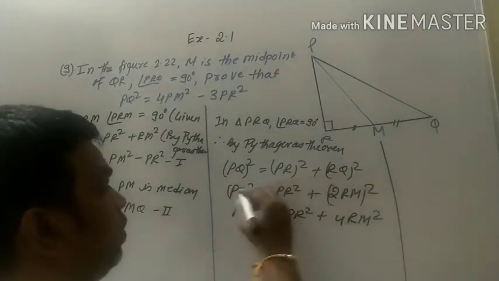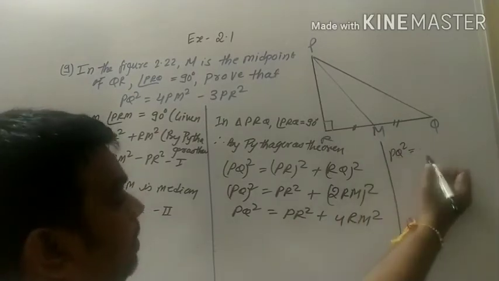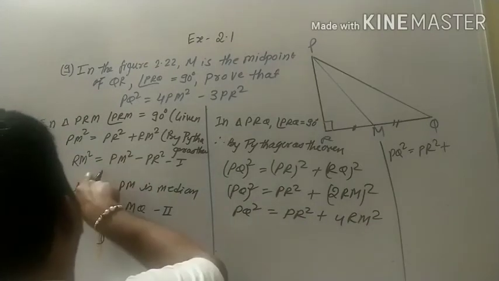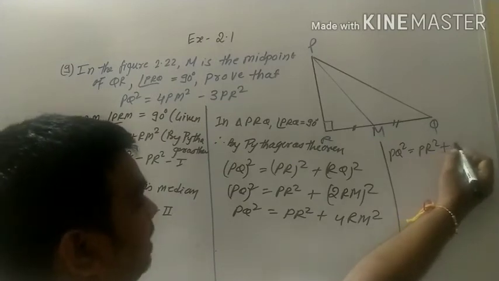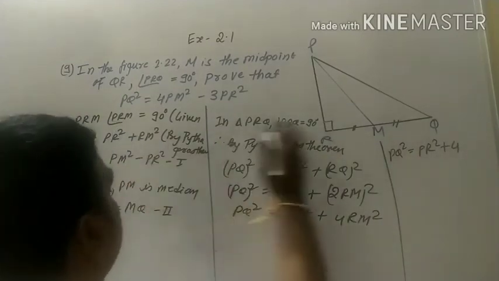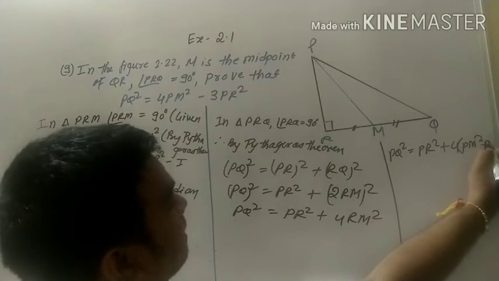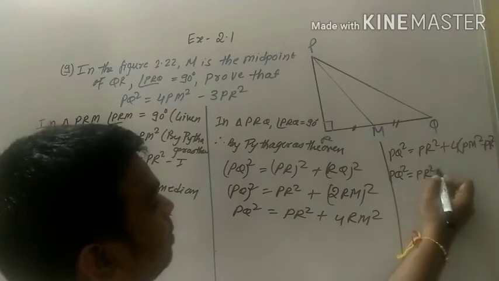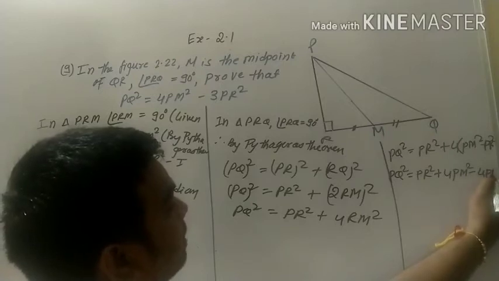Now we substitute this value. PQ square is equal to PR square plus 4RM square. What's the value of RM square? It is PM square minus PR square. Instead of RM square we write PM square minus PR square. So PQ square is equal to PR square plus 4 PM square minus 4 PR square.